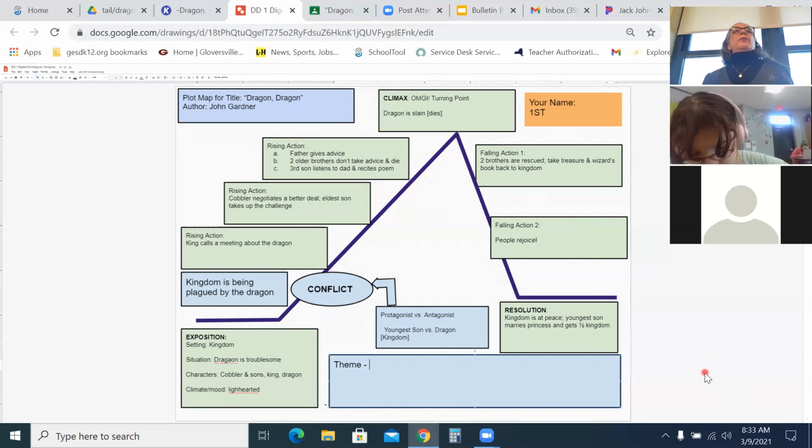I would like to break you into breakout rooms to discuss the theme, but by the time we break out, we're going to have to come back and that takes forever. So let's just think about what, and we talked a little bit about this yesterday, I think, in this class. What are some possible themes or lessons to take from this? There's several of them.